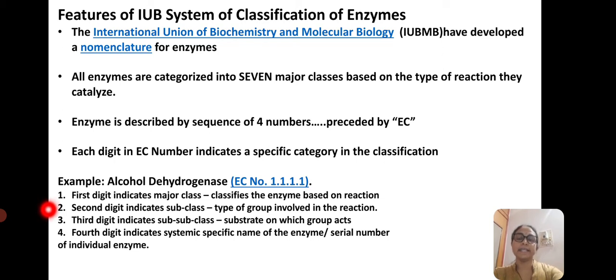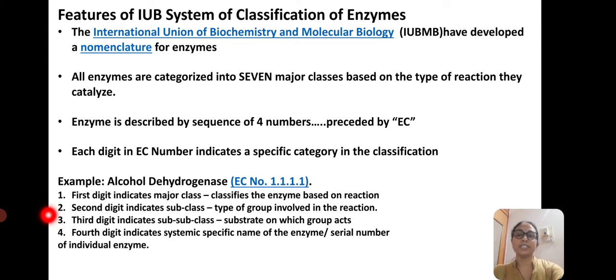And the second digit indicates the subclass, the type of group involved in the reaction, whether it is an alcoholic group, an amino group or a methyl group. Based on that we name the second digit. And the third digit indicates the subclass, the substrate on which the group acts. So which substrate has given the cleavage of a particular group in it. Okay, that indicates the third digit of the IUPMB classification.